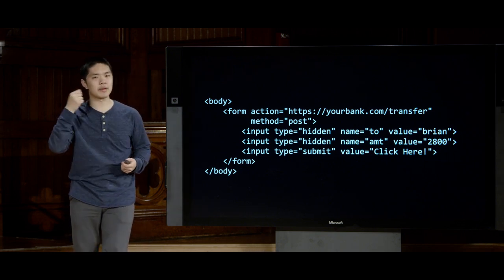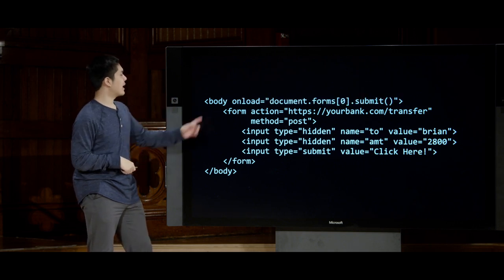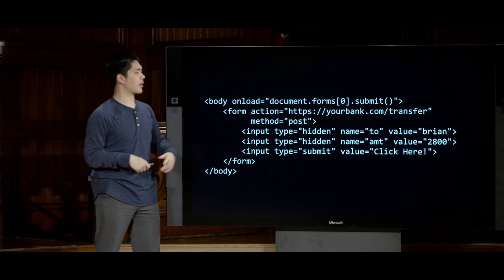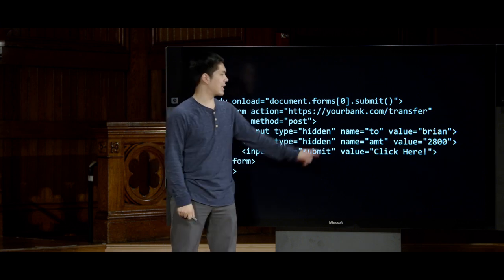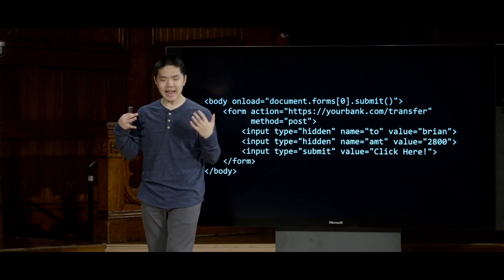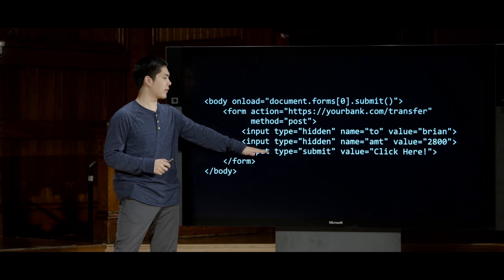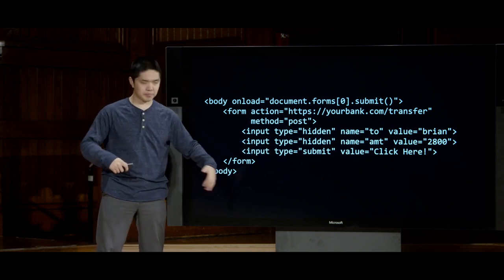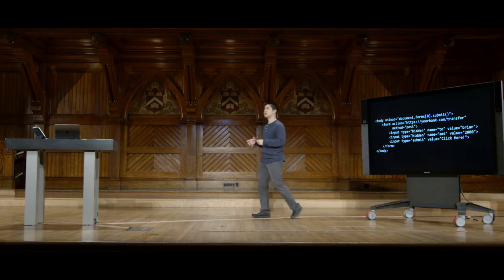We can just add a little bit of JavaScript. You might imagine that an adversary could do something like this. Add an onload attribute to the body that says when the body of the page is done loading, go to document.forms, meaning all of the forms for this web page, get the first one, and submit it. Even without the user doing anything, even without the user clicking on the click here button, as soon as this page is loaded, this form is going to submit a POST request to the bank and attempt to transfer funds from one user to another user.